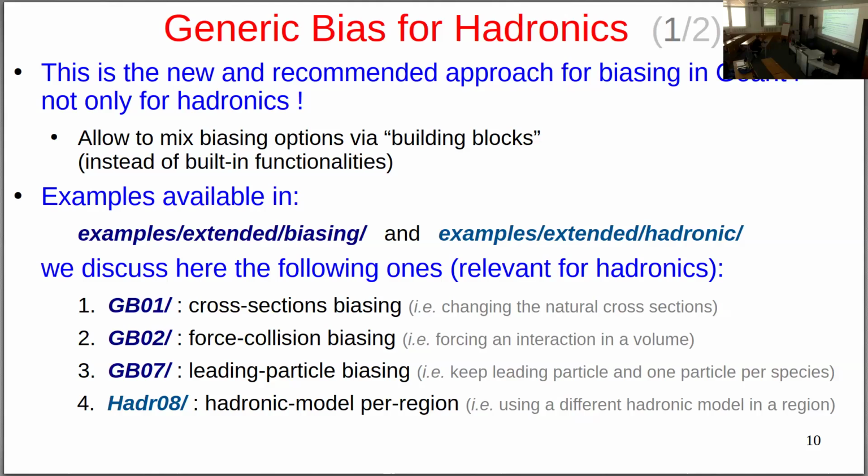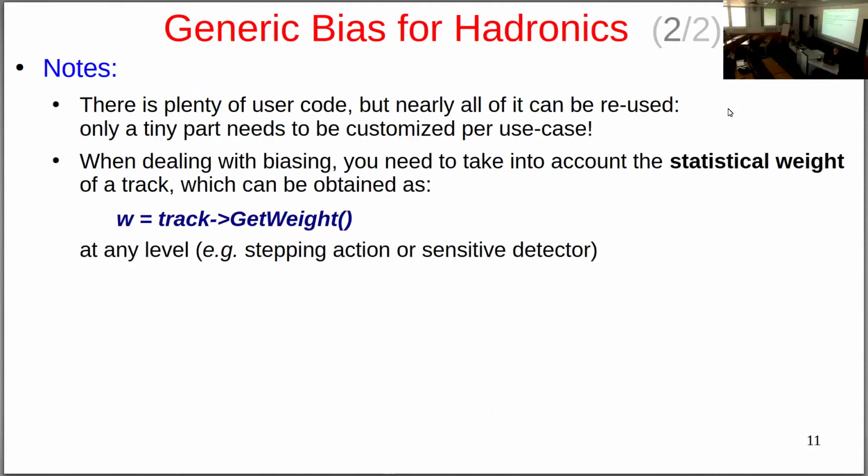So the first one in this subdirectory is GB, for general biasing, 01, which is for the cross-section biasing. The second one is to force collision. I will explain what it means. Then we have this famous leading particle biasing, and I will tell you what it is. And then we have in the directory example extended hadronic, hadr08, which shows how to get hadronic model per region. So there's plenty of code. I will go quickly, because as I said, the point is not to understand line by line.